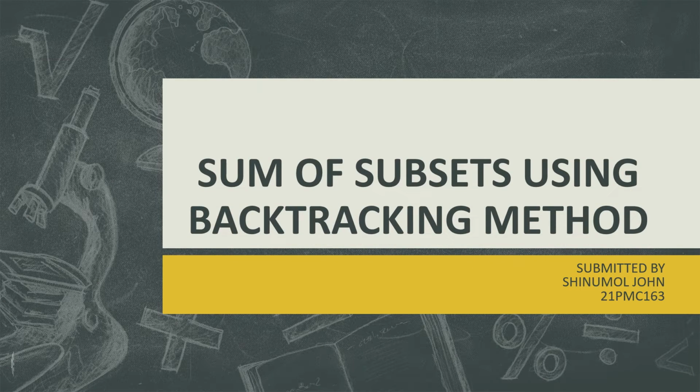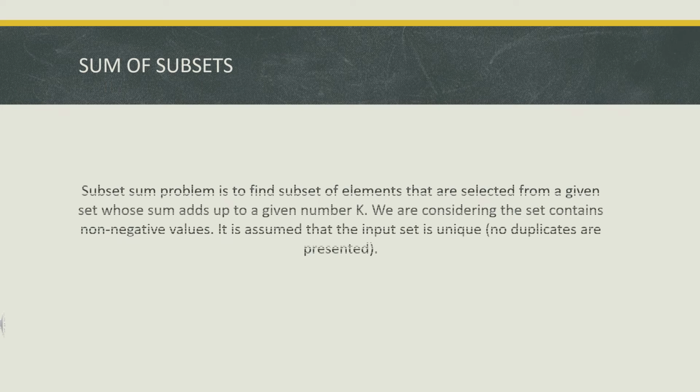We are going to discuss sum of subsets using the backtracking method. The subset sum problem is to find a subset of elements selected from a given set whose sum adds up to a given number k. We are considering that the set contains no negative values. It is assumed that the input set is unique, that is, no duplicates are present.